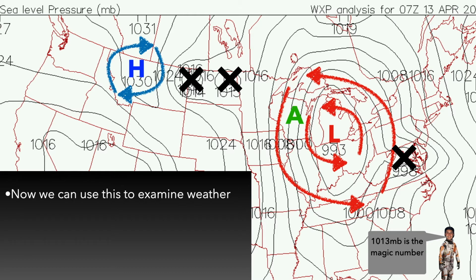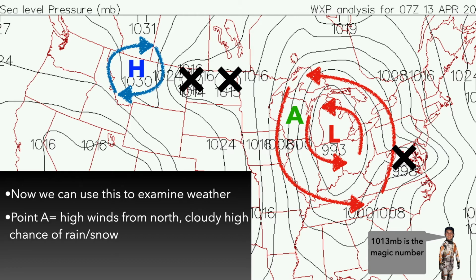So point A on this map is close to a low pressure center. So if we think back to earlier in the presentation, we said areas that are by a low usually are cloudy and windy. So in this case, since point A is close to that L or low pressure center, we're going to say that it has high winds, probably from the north, and it will be cloudy with a chance of rain or snow or some sort of precipitation. Now we can get that direction of the wind simply by looking at how A is parallel to this location of that red arrow. So our winds are probably coming from the north or northeast.